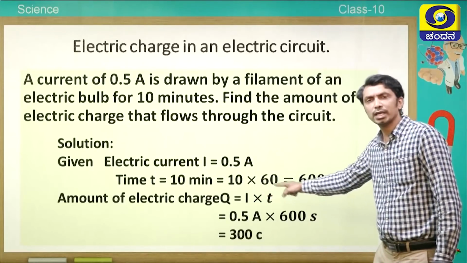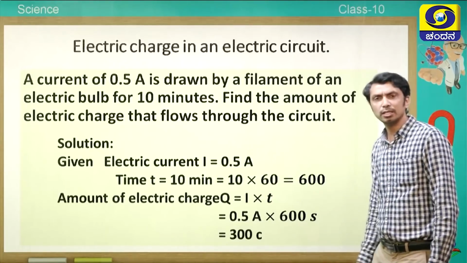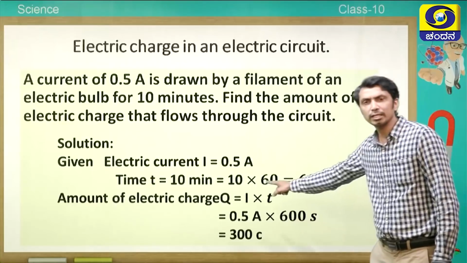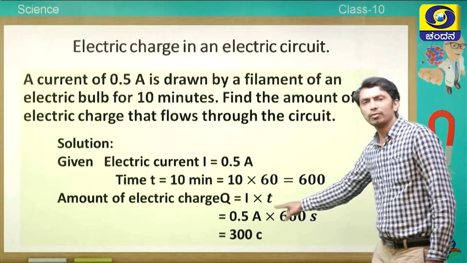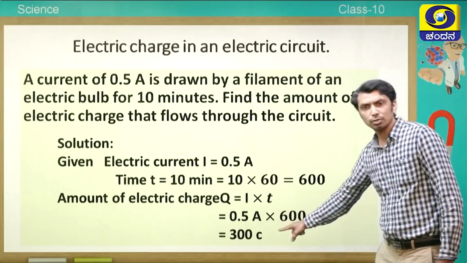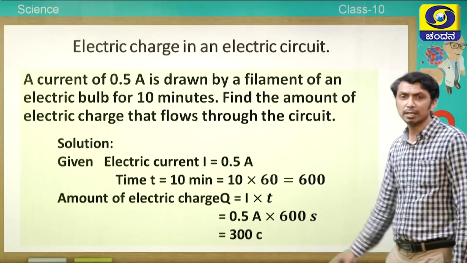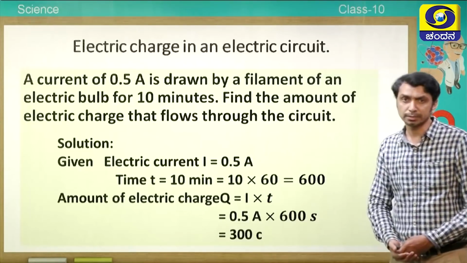As we know the equation I is equal to Q by T, if we cross multiply it, Q is equal to I into T is the equation we get, because we are finding the amount of charge. Q is equal to I, we have substituted 0.5 amperes, and 600 seconds. So by multiplying we get 300 coulomb. So that is the amount of electric charge.